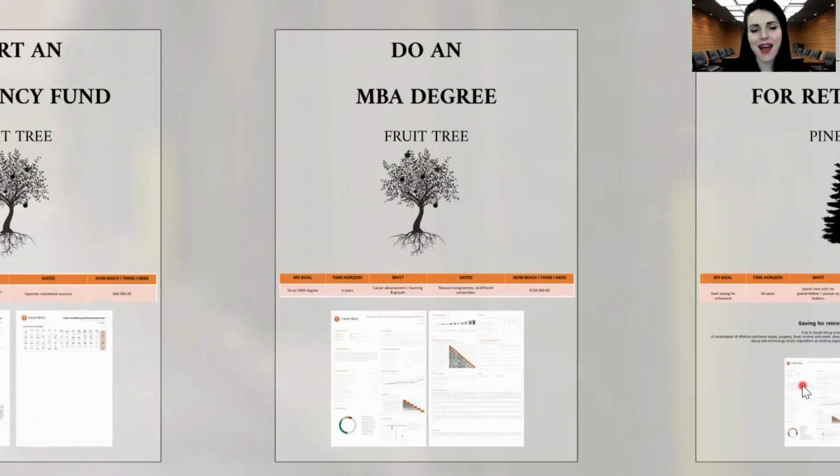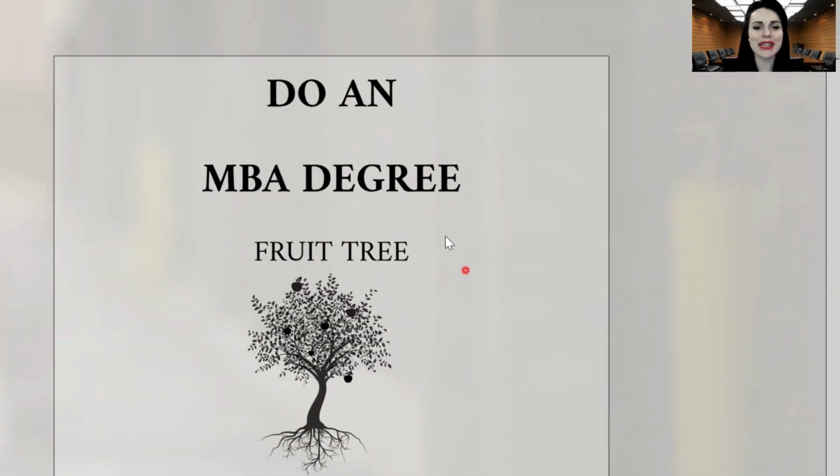Next up, our investment objective would be doing an MBA degree.